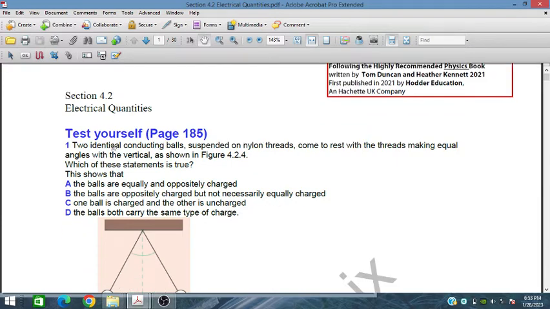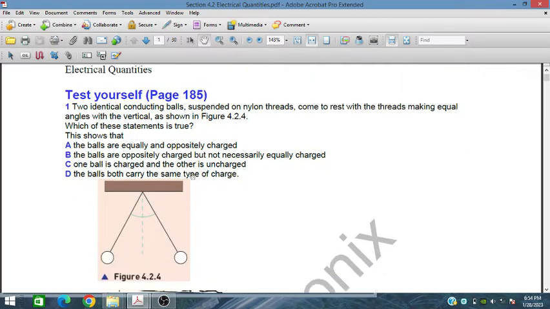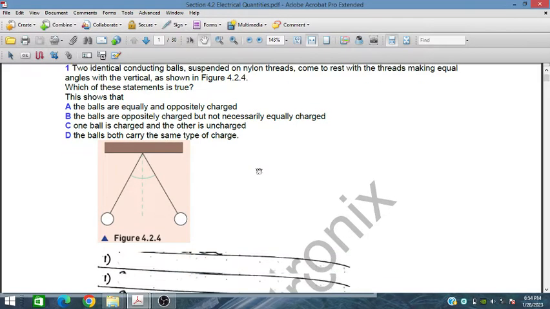From this book, on page 185, we have this question: two identical conducting balls suspended on a nylon thread come to rest with the threads making equal angles with the vertical, as shown in figure 4.24. Which of these statements is true? This shows that the balls are equally and oppositely charged.